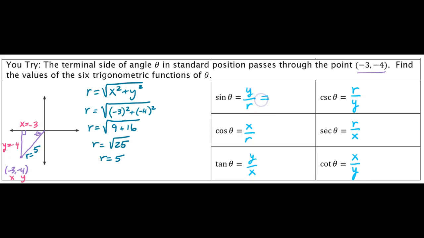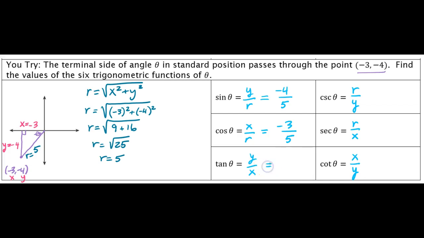So I'm going to go back to my triangle. y is -4, and r is 5. So the ratio for sine is -4 over 5. For cosine, I need x over r. x is -3, r is 5. So that's my ratio for cosine.